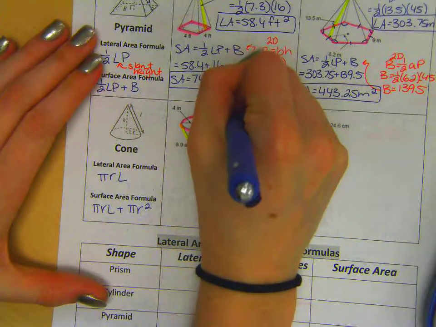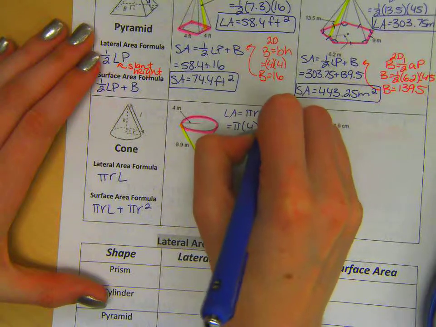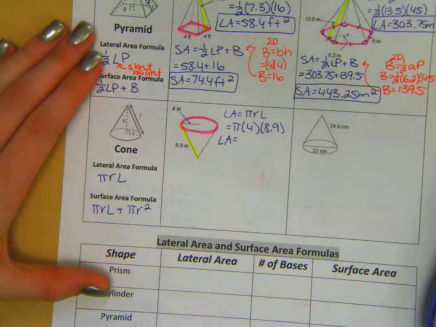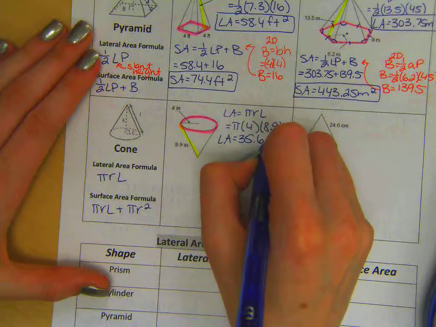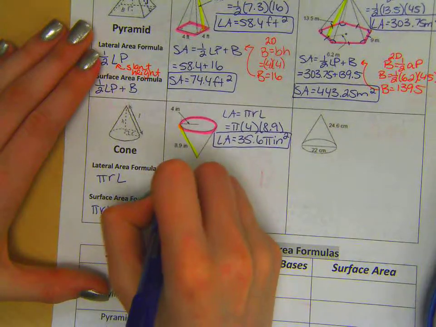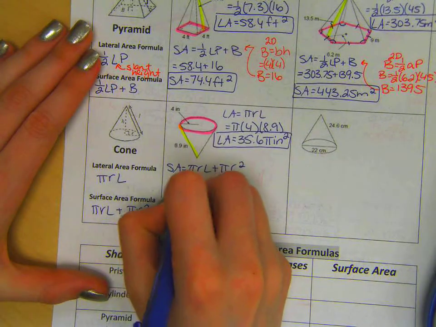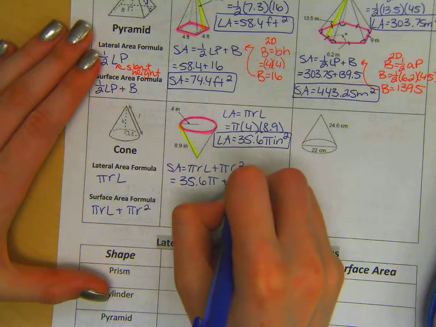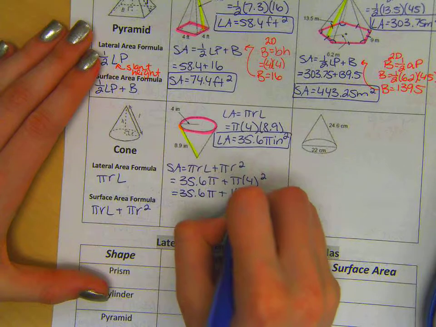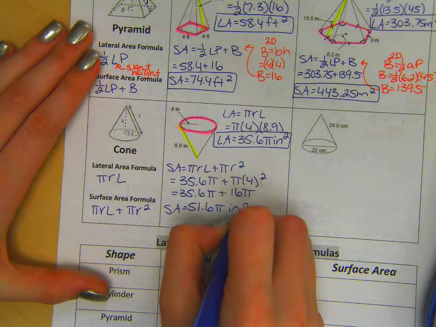Plugging that into our lateral area first, pi RL, pi times the radius times the slant height, and that's an 8.9. I know it looks like a 6.9. We get that the lateral area is 35.6 pi inches squared. Surface area, continue on. Pi RL plus pi r squared, that's 35.6 pi plus pi times 4 squared. So we have the 35.6 pi plus 16 pi, which together bring us 51.6 pi inches squared.